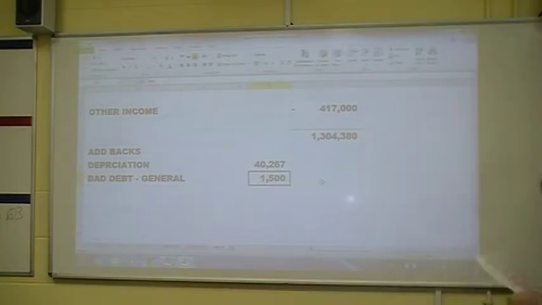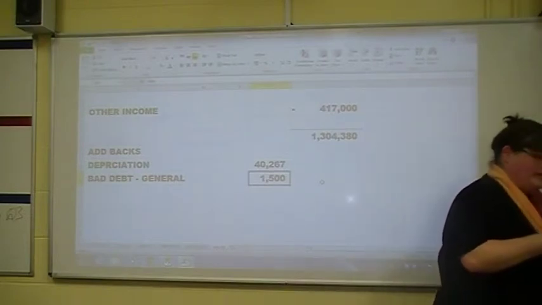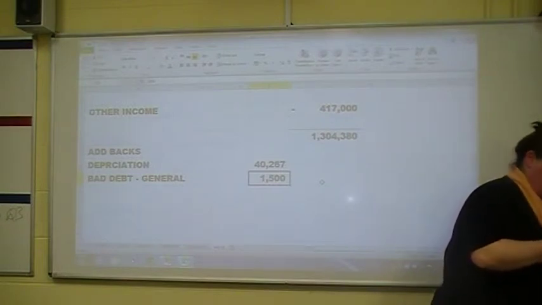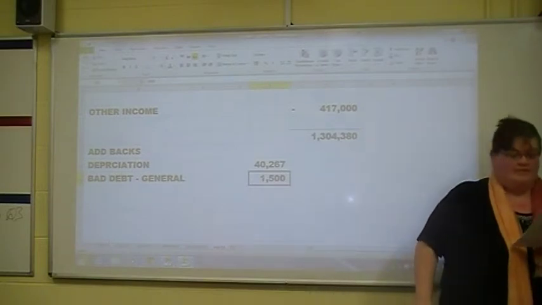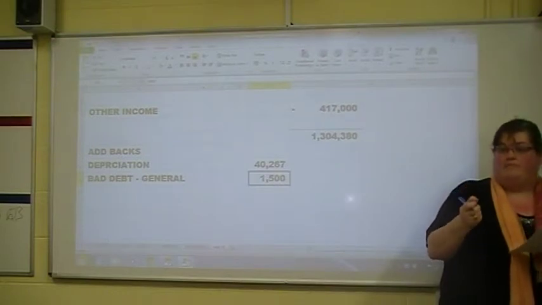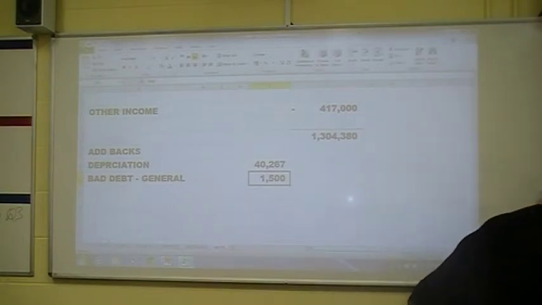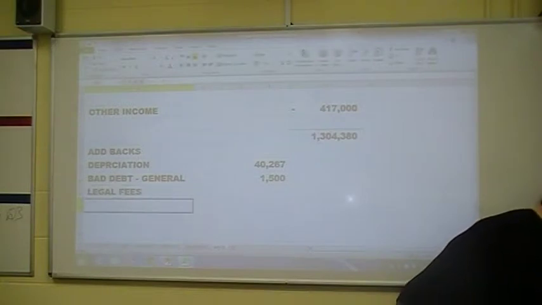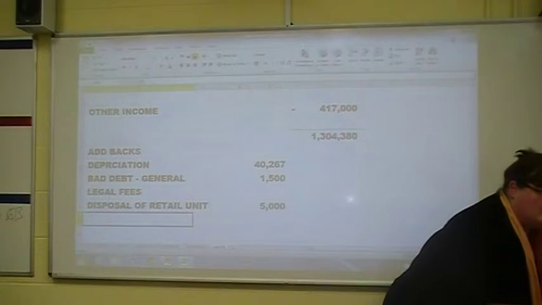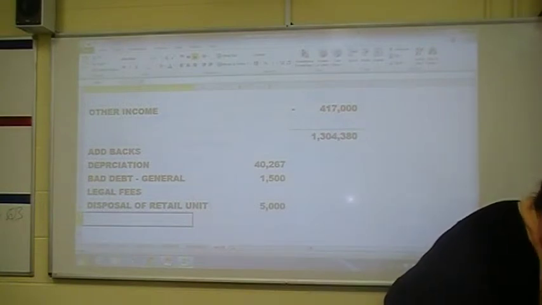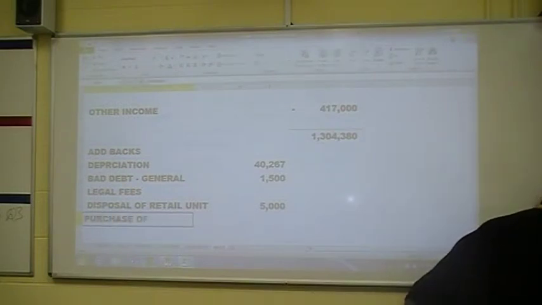Our legal expenses then. Under legal expenses, we've got pursuing bad debts, disposal of a retail unit, drafting of employee contracts, defending a product liability claim by a customer, and purchase of a new retail unit. Which ones will we add back? Pursuing bad debts is a business expense, isn't it? Disposal of a retail unit is a capital item, so we'll add that back: legal fees, disposal of retail unit, 5,000. Drafting employee contracts is fine. Defending a product liability claim by a customer is related to our business, yes. And purchase of a new retail unit, add it back because it's capital: 9,000.